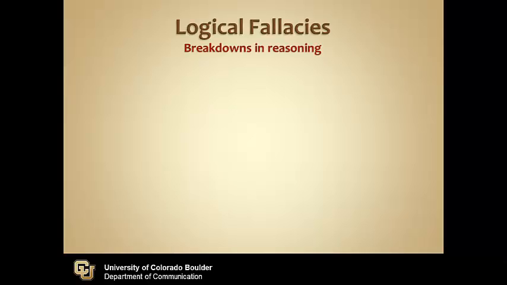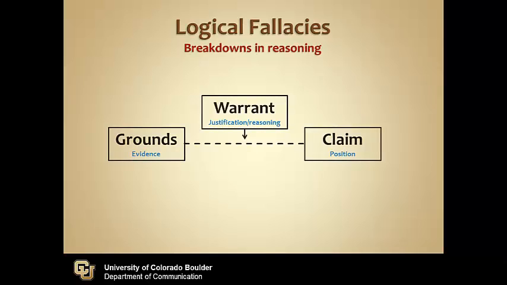So what happens when reasoning breaks down? We call this a logical fallacy. Fallacy just means mistake or error. So we're talking about errors in the logic of an argument or the reasoning of an argument. Basically, the warrant used to connect the claim and the grounds is faulty. It's not logical that the position offered could or should be connected to the evidence based on the reasoning provided. It doesn't mean that the claim is wrong necessarily, but it does mean that the reasoning used to justify the claim is faulty.